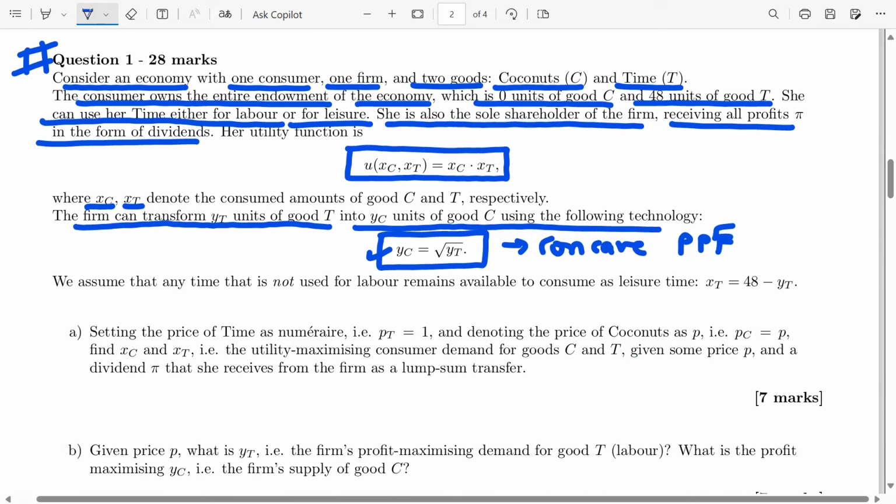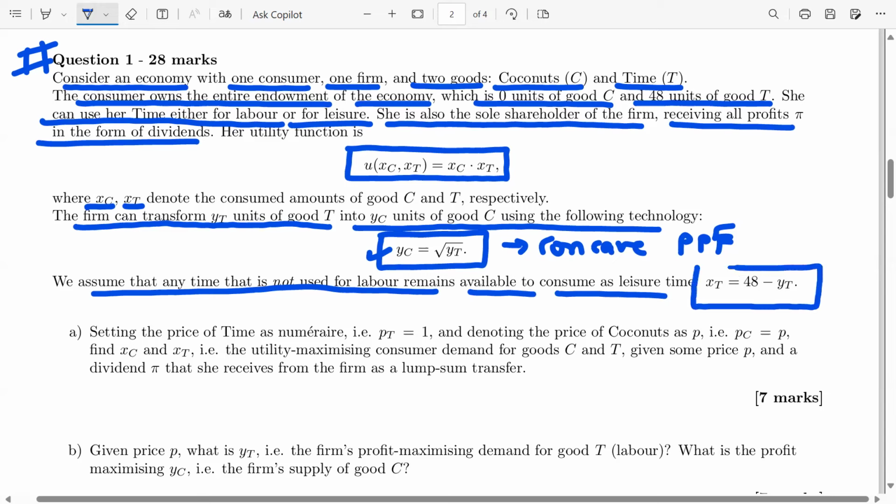We assume that any time that is not used for labor remains available to consume as leisure time. So I can say that xt is equal to 48 minus yt. Here yt denotes the amount of labor work, and the total endowment of time is 48. So from 48, if I subtract the labor hours, I get the leisure hours. So xt denotes the leisure hours.